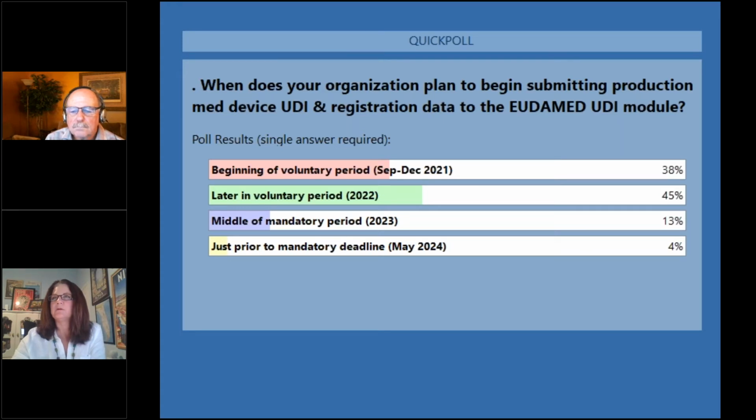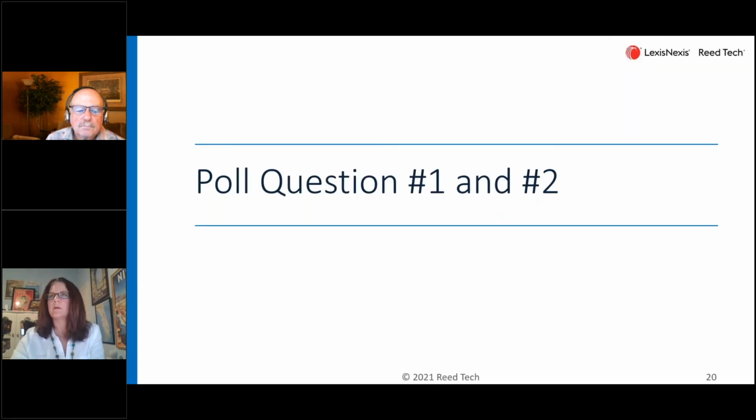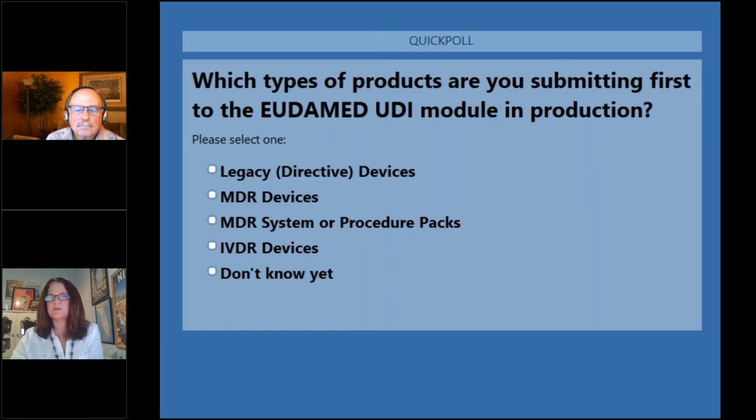Another quick poll. All right, second one, which types of products are you submitting first to the UniMed UDI module in production? Is that your legacy directive devices, MDR devices, those MDR system or procedure packs, IVDR, or you don't know yet?